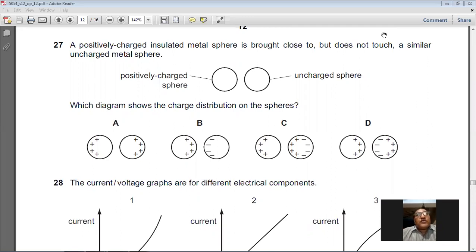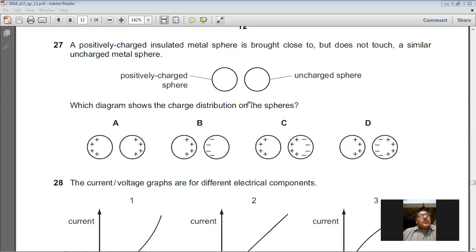Question number 27 is on your screen. A positively charged insulated metal sphere is brought close to but does not touch a similar uncharged metal sphere. So this is positively charged, it has positive charge on it, and this has no charge, it's uncharged. When you bring the positively charged sphere near this uncharged metal sphere, what will happen on this left end? Negative charges will appear, and on this other end the positive charges will appear.